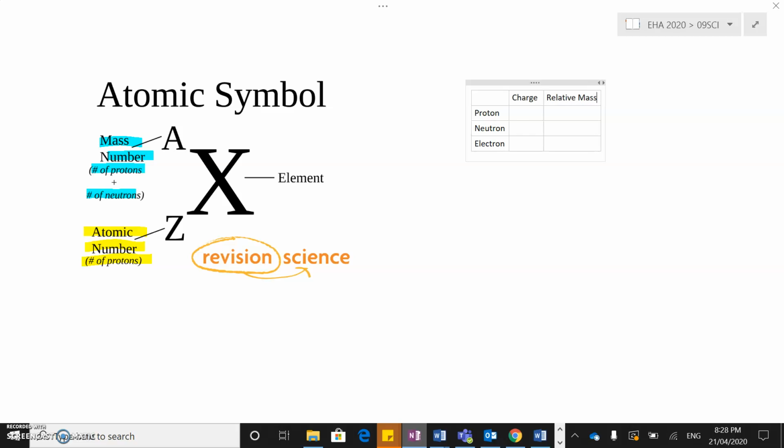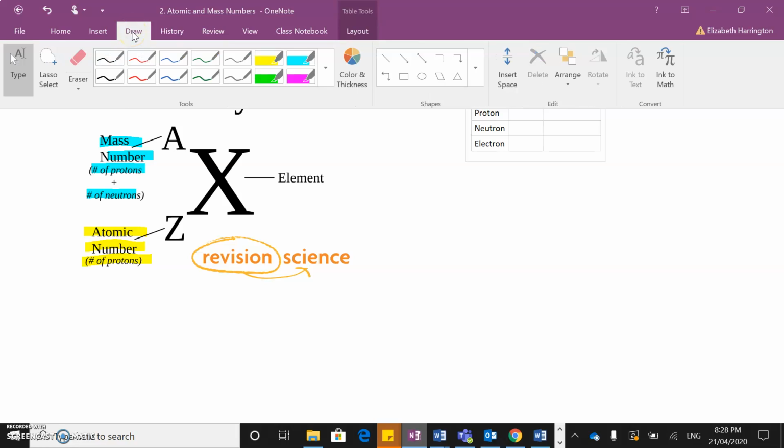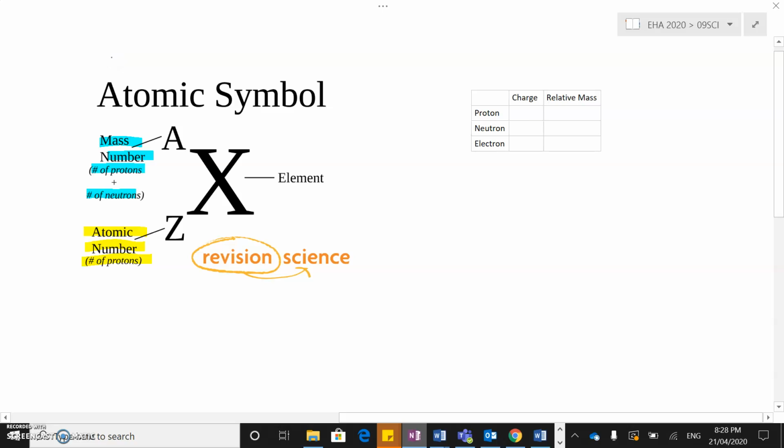So we did this in year 8. Protons have a positive charge. Neutrons are neutral, so they have no charge. So we often just represent that with a circle or a 0, and then electrons are our negatively charged component. So we represent that there with a negative symbol or a subtraction symbol.